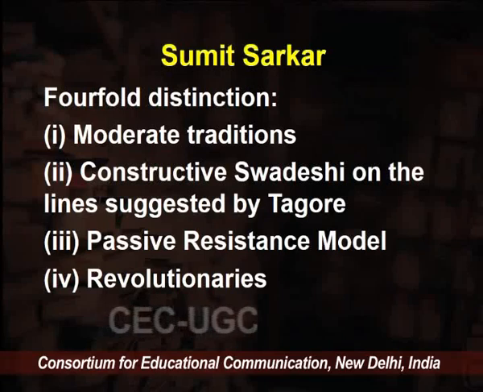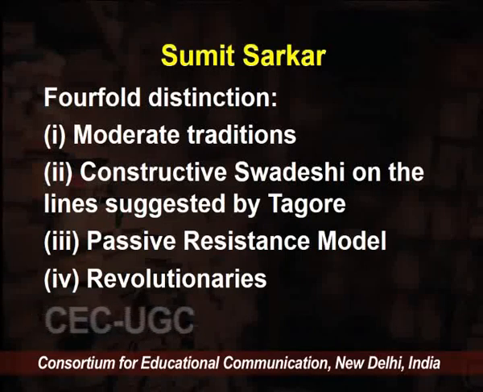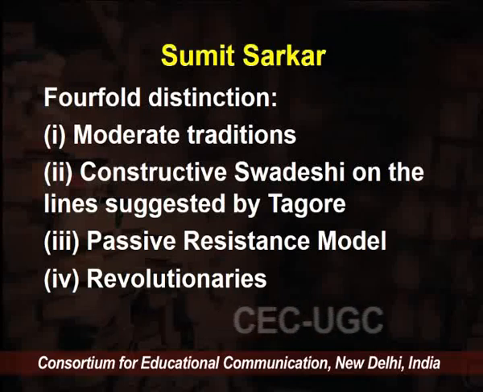When we talk about the kind of traditions there were in the Swadeshi movement, we see moderate traditions, constructive Swadeshi on the lines suggested by Tagore, the passive resistance model, and the revolutionaries. These were the fourfold distinction examined by Sumit Sarkar in his writings. When one tries to understand the movement in that context, all these strands or distinctions can be seen: the moderate traditions in the initial part, then constructive Swadeshi as Tagore talked of in the framework of Atma Shakti, and then the passive resistance model as well as the revolutionaries.